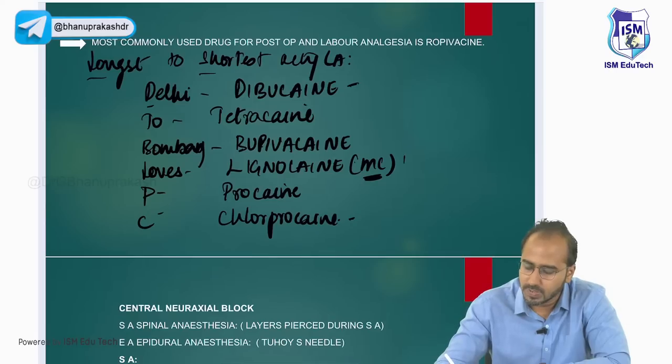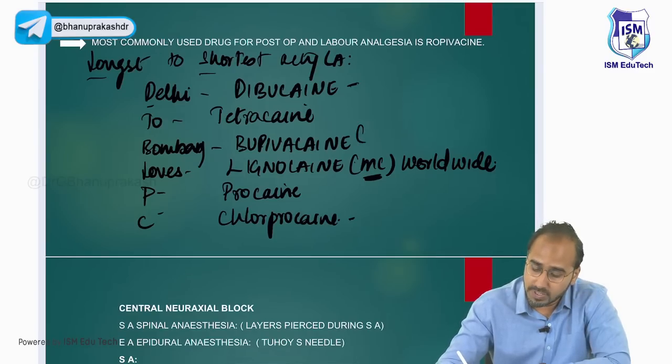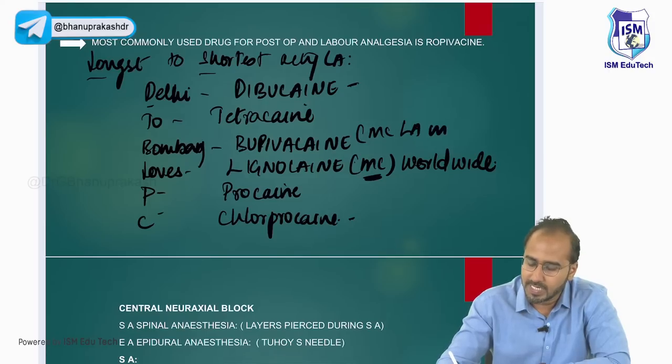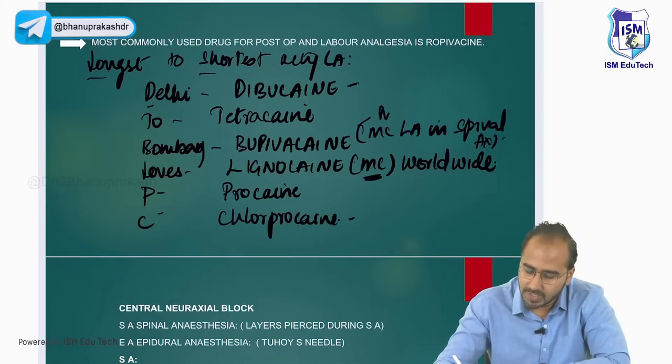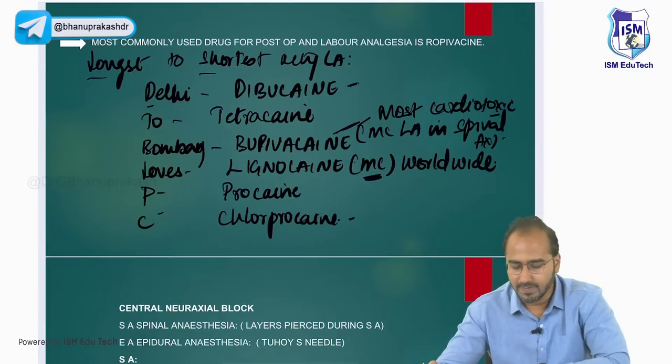The most commonly used local anesthetic worldwide, it is lignocaine, right? The most commonly used local anesthetic in spinal anesthesia, it is bupivacaine. The most cardiotoxic, it is again bupivacaine. Very, very important.